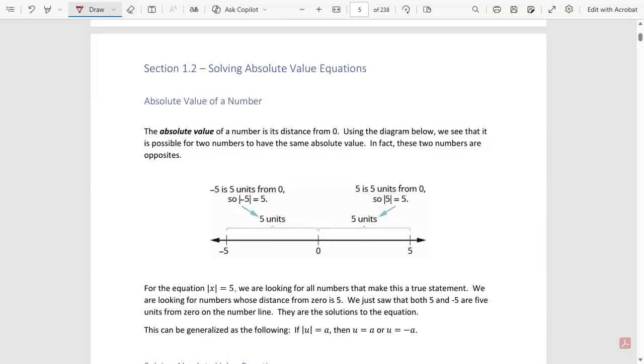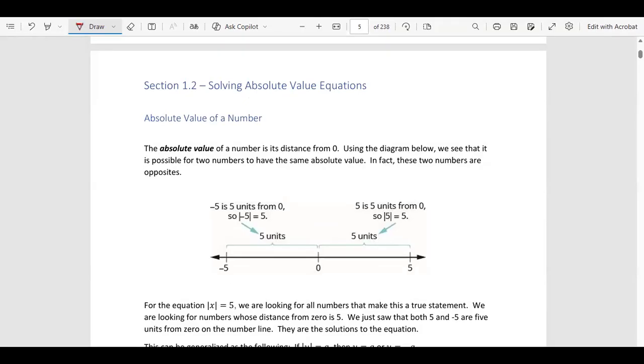Solving absolute value equations. How can we solve an absolute value equation? First of all, what's an absolute value? Absolute value is a function that shows the distance of any number from 0.